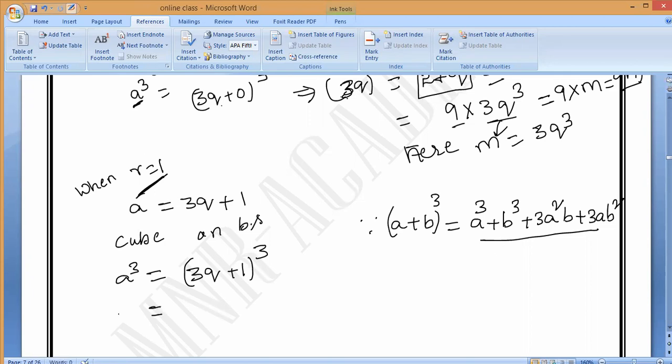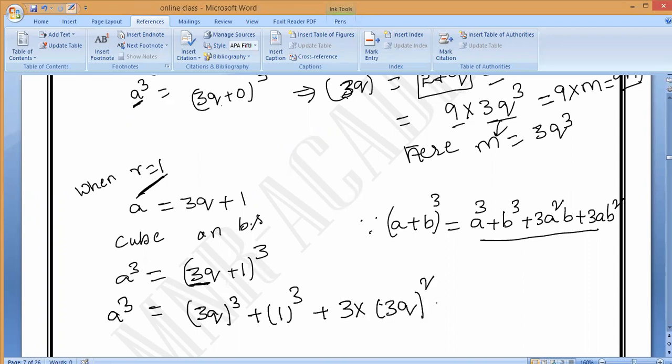So a cube equals... tell me according to the formula, what is a and what is b? (3q) whole cube plus 1 cube plus 3 into (3q) square into 1 plus 3 into 3q into 1 square.